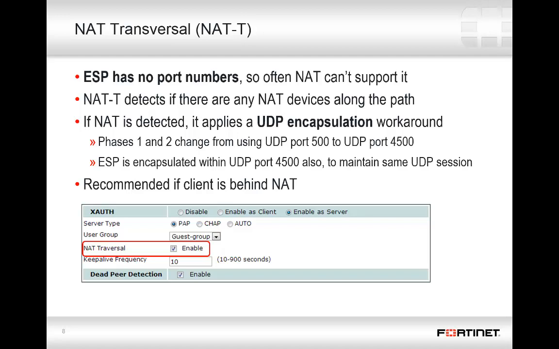Therefore, ESP often can't cross through NAT devices such as firewalls that use port forwarding. To solve this, IPSec was extended with a feature called NAT traversal, also called NAT-T. When NAT-T is enabled on both ends, peers can detect any NAT device along the path. If NAT is found, then both Phase 2 and remaining Phase 1 packets change to UDP port 4500. FortiGate and Client encapsulate ESP within UDP port 4500.